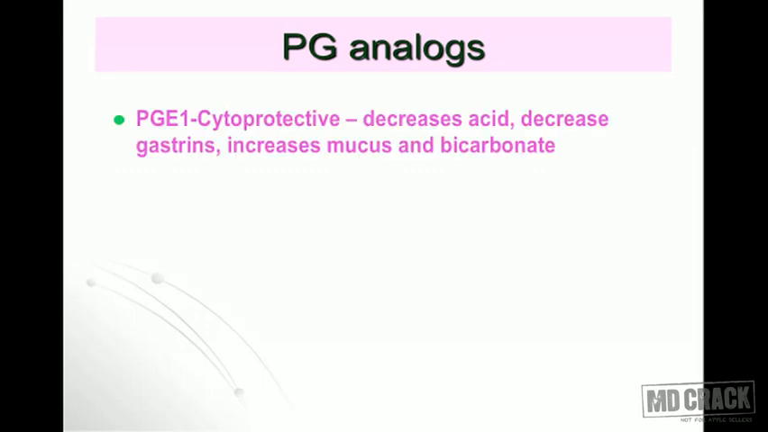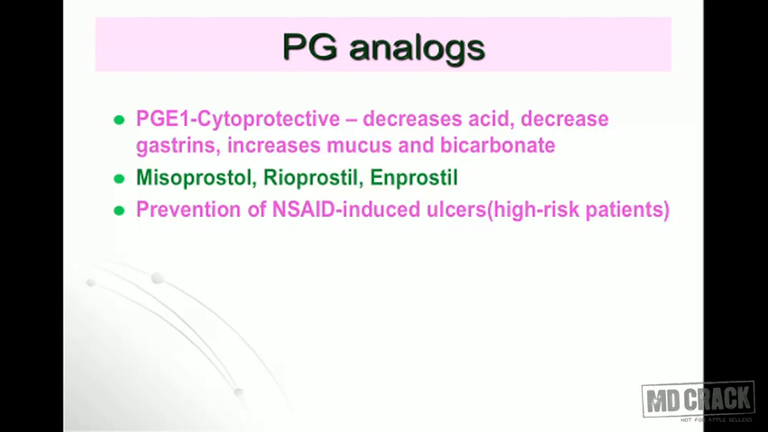The next group of drugs which decreases the gastric acid secretion is prostaglandin analogs. And as you know, prostaglandin E1 has cytoprotective function. It decreases the acid, it decreases gastrin, it increases the mucus and bicarbonate. So it produces a cytoprotective effect, and the PG analogs which can be used in peptic ulcer are misoprostol, rioprostil and enprostil.